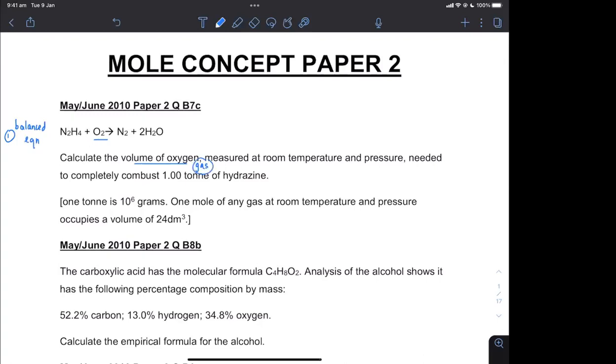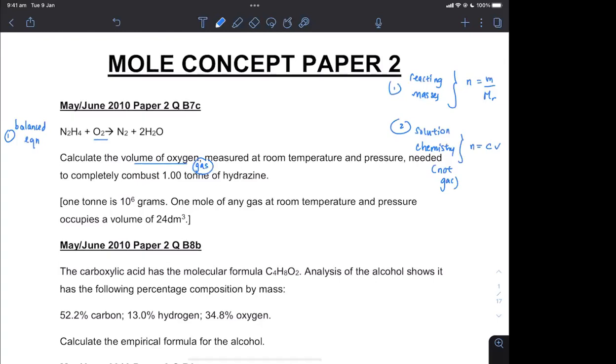So there are three different things you can have. The first concept is reacting masses, because even solid, liquid, or gas will have masses. If you have reacting masses, we know mole is equal to mass over Mr. We have the next one, which is solution chemistry. Solution means dissolved in water, so it's not a gas. Do not get confused. So this one, n equals CV, is the one which always comes out in titration.